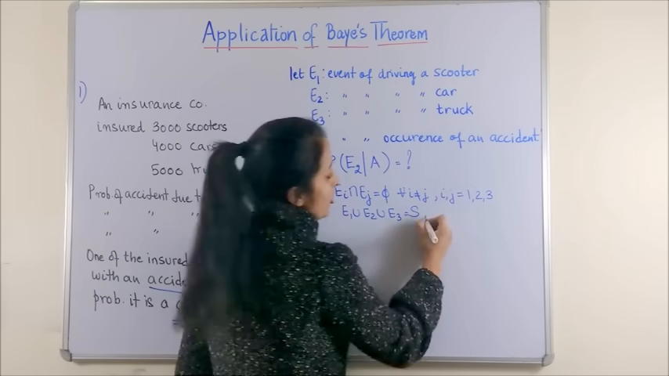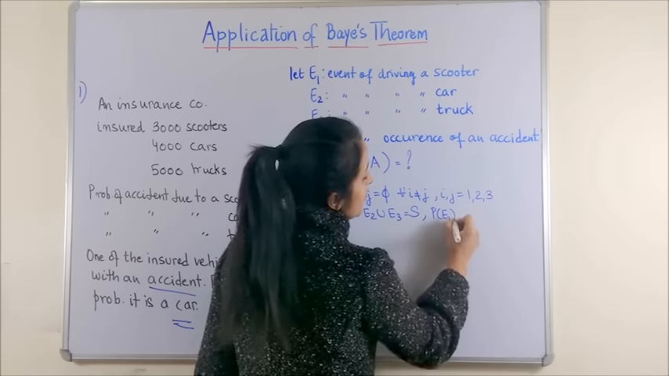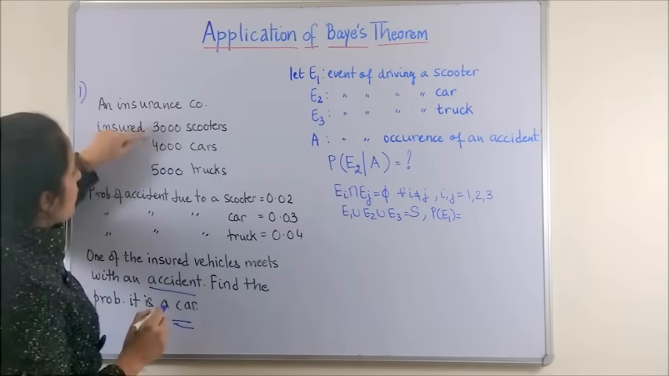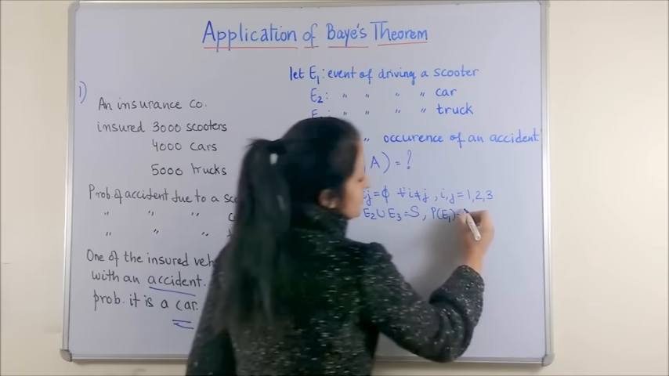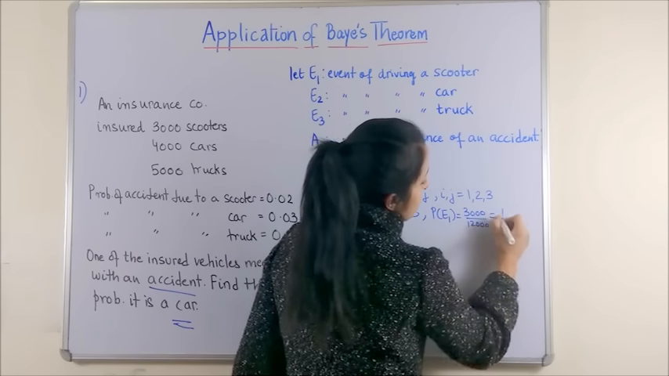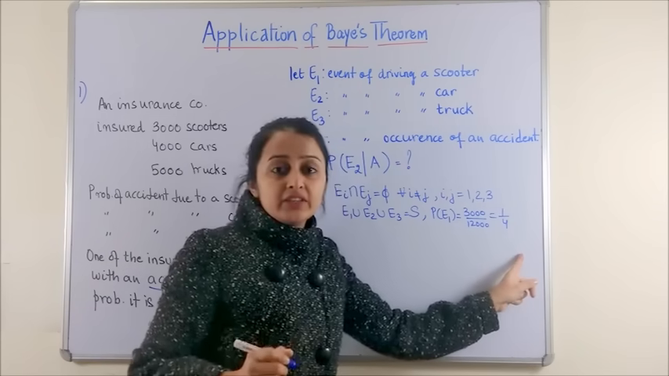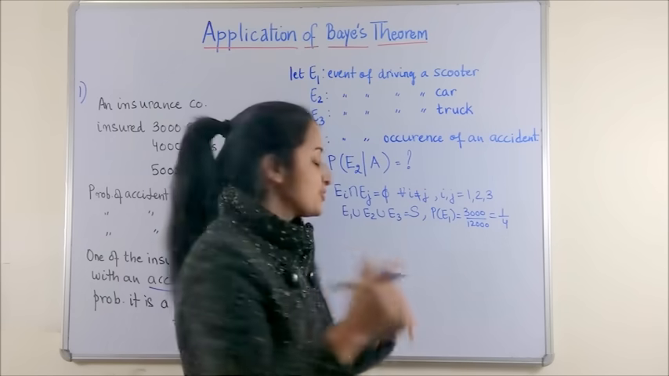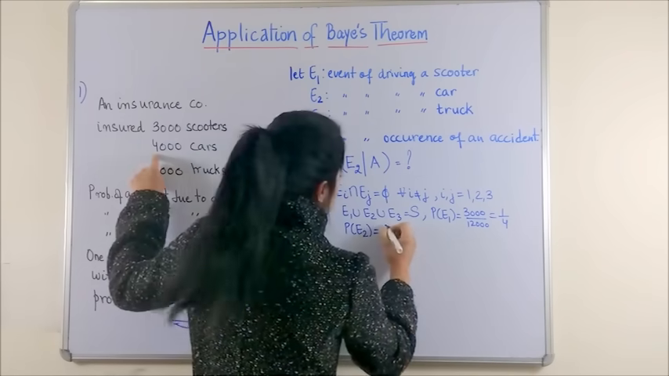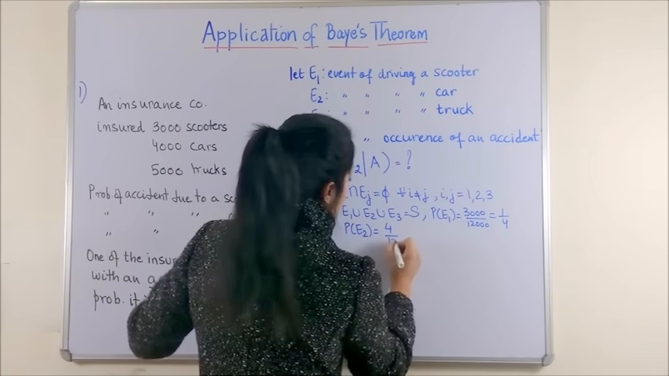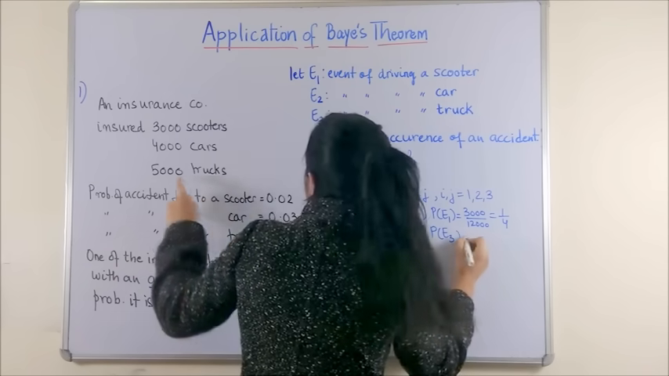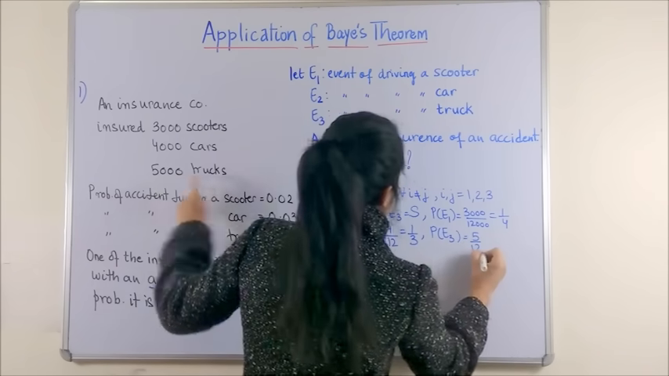And finally, if I check the probability, the probability of driving a scooter would be 3,000 out of 12,000. So, it is 3,000 out of the total 12,000, which is 1 by 4, which is certainly well within the range 0 and 1. Likewise, probability of E2 would be 4 by 12, so 1 by 3. And likewise, probability of E3 will be 5 by 12.